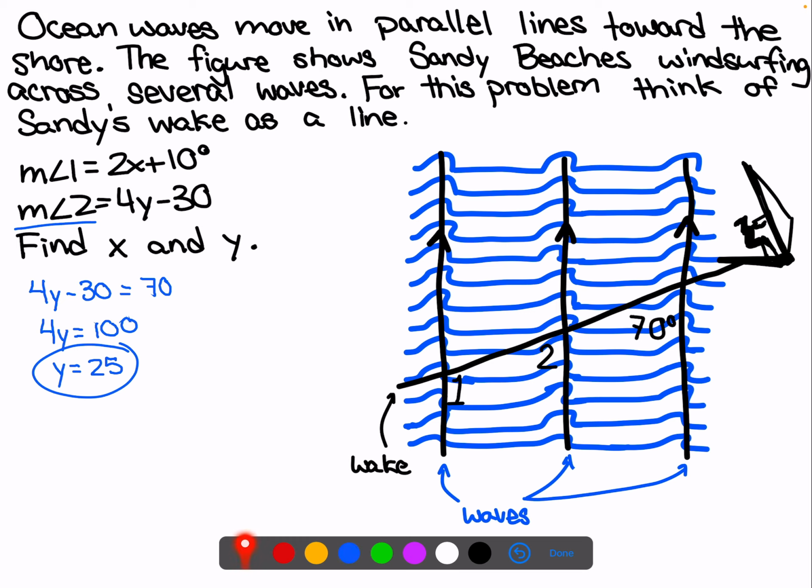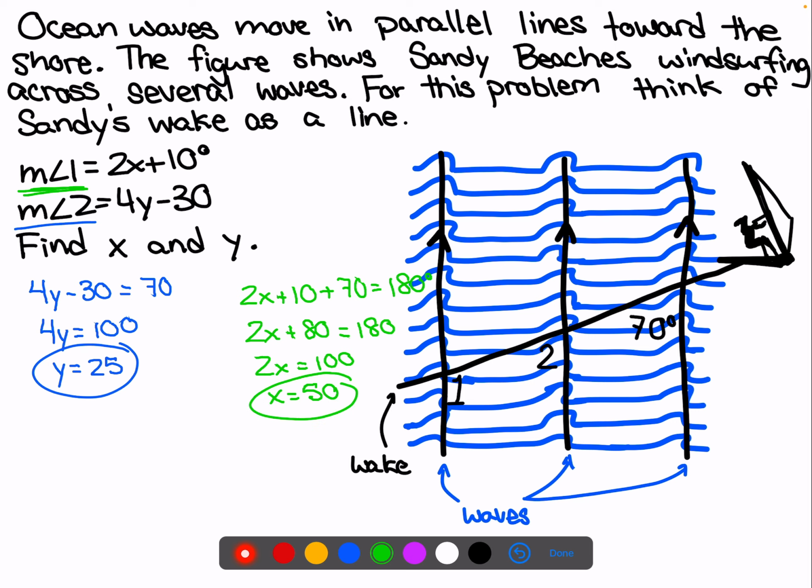Next, what's the relationship between angle 1 and 70 degrees? Well, they are same side interior angles. I'm ignoring this middle parallel line for now. And I notice that they are inside these outside parallel lines, right? They're inside here. And they're on the same side of my transversal, which means that they're supplementary. So 2x plus 10, which is the measure of angle 1, plus 70 is equal to 180 degrees. This will give me 2x plus 80 equals 180. 2x equals 100. Therefore, x is equal to 50. So those are the measures of x and y based upon that figure.